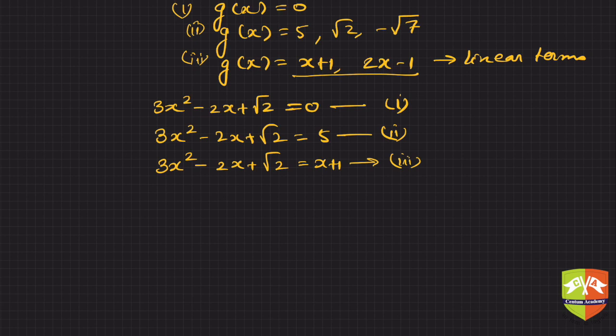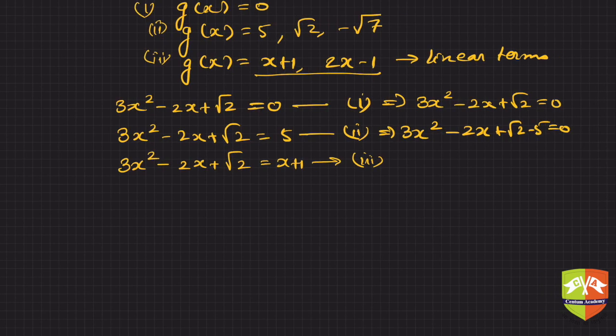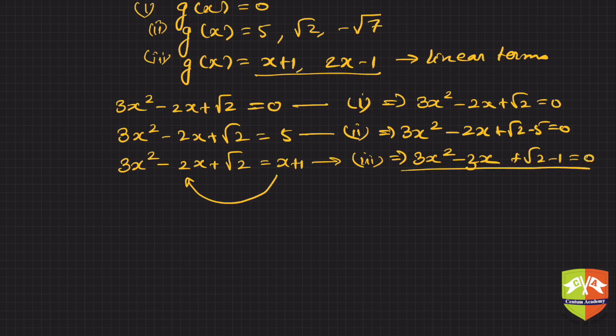In every case, the first can be reduced to simply 3x² − 2x + √2 = 0. Then the second can be reduced to 3x² − 2x + √2 − 5 = 0. And the third can be expressed as 3x² − 3x + √2 − 1 = 0, since the x will come here and get added to this −2x. If you now try to see a trend, we have x², that is the variable squared, with a coefficient a, correct? Then there is an x with a coefficient b, and finally a term having no variable, which I can call c, and this is equated to 0.